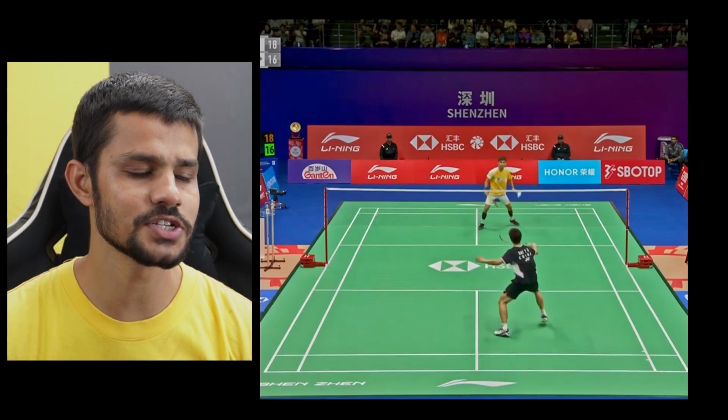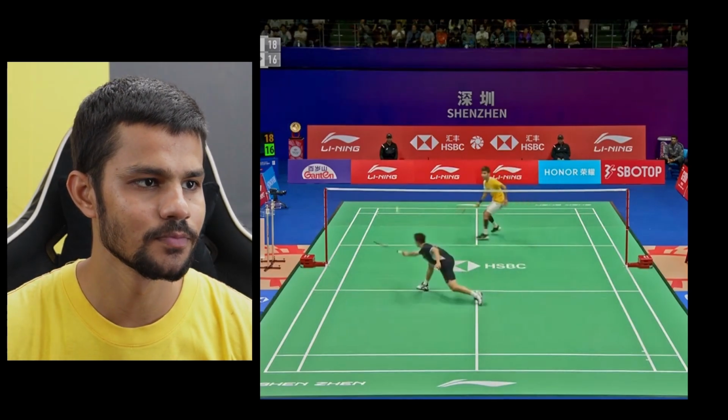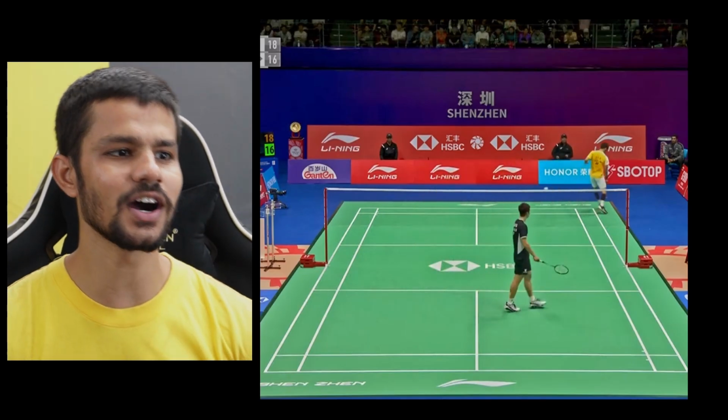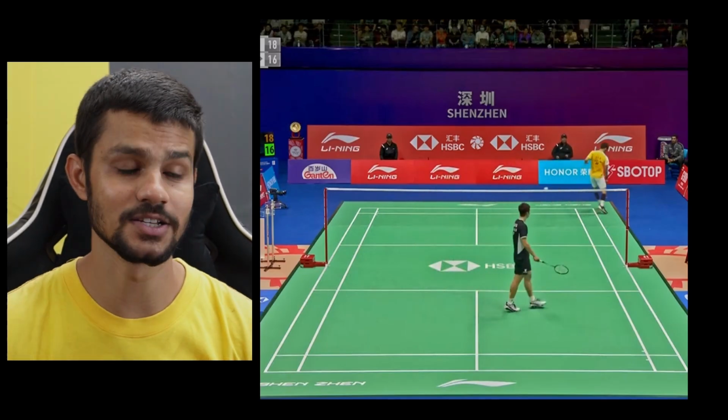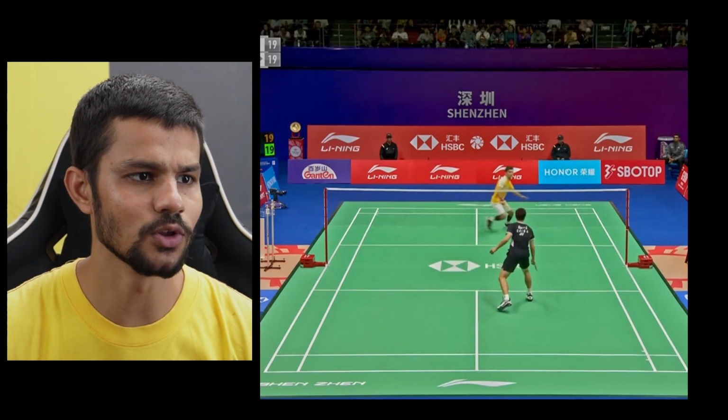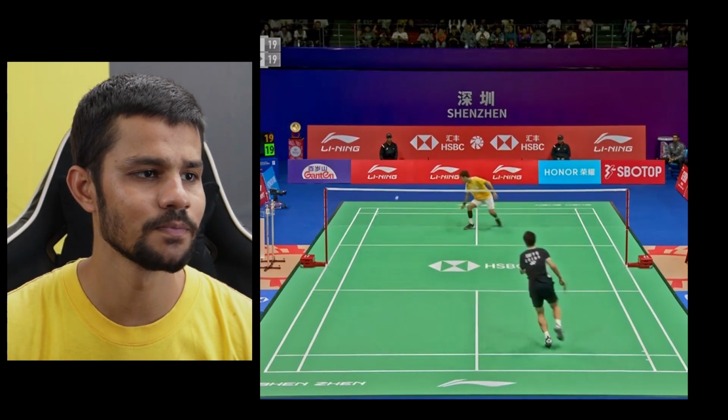He's going for a finish. Yes. Nice lift. That's going out. Nice judgment from Sen Lakshya. Again, both are not giving chances to the opponent.